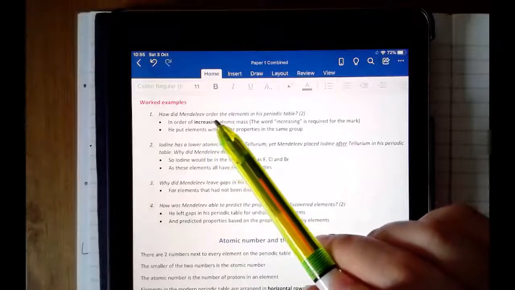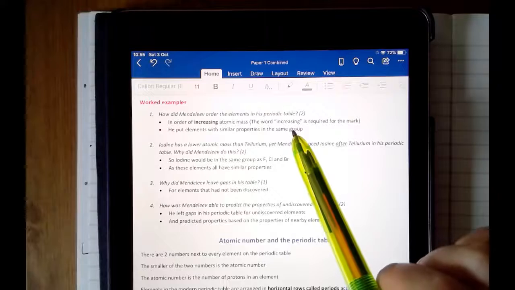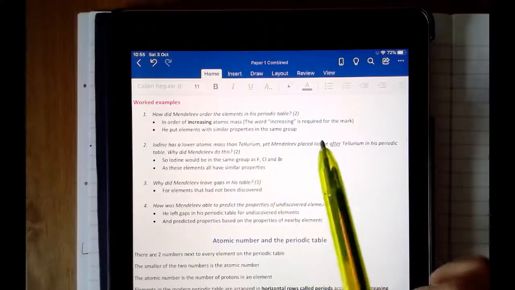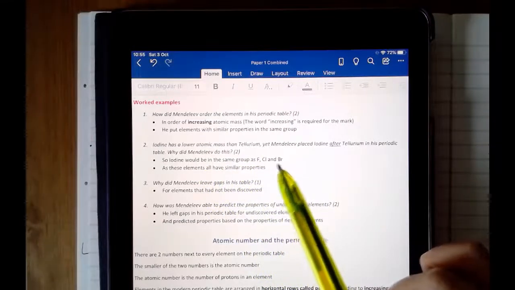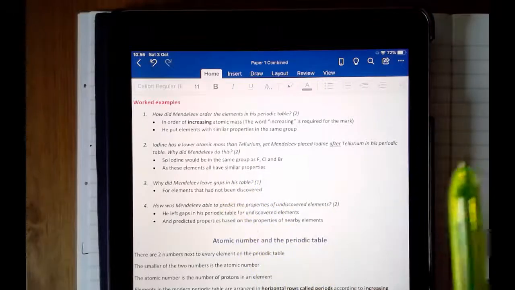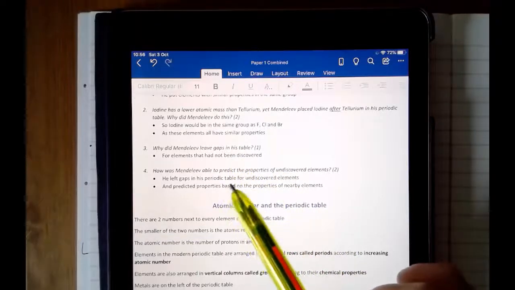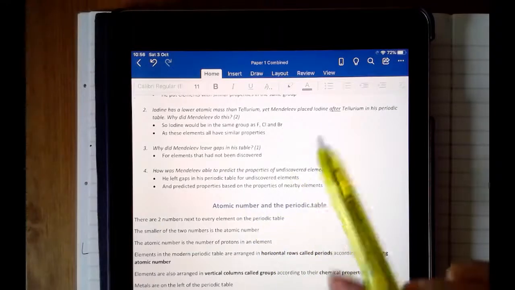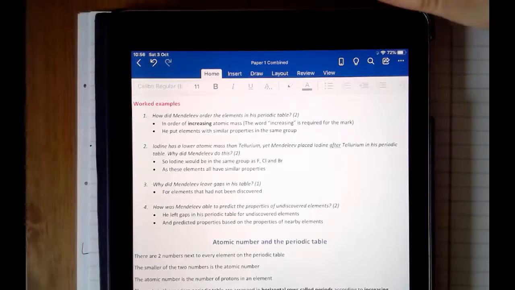And I've highlighted that word increasing because it is required for the mark. You can also say elements with similar properties were put in the same group. What we also discussed, why iodine was placed after tellurium, because he wanted iodine in the same group as the other halogens because they all have similar chemical properties. He left gaps for elements that had not been discovered, and he was then able to predict those properties based on the properties of the elements around. So they are four kind of typical questions that you can be asked on Mendeleev.